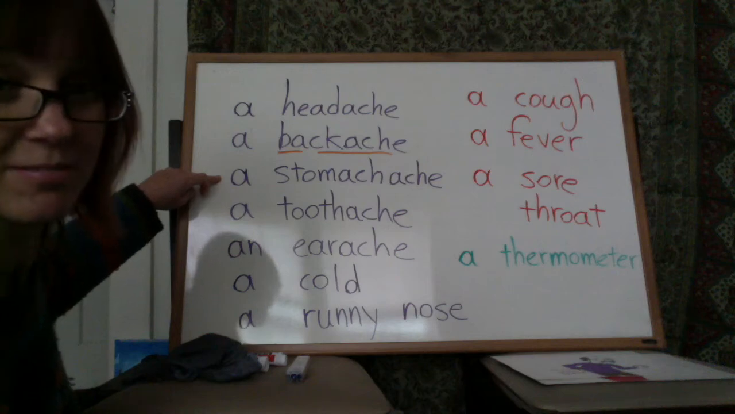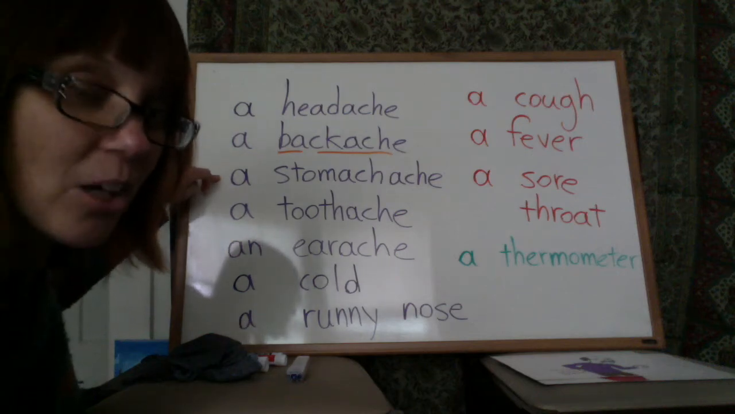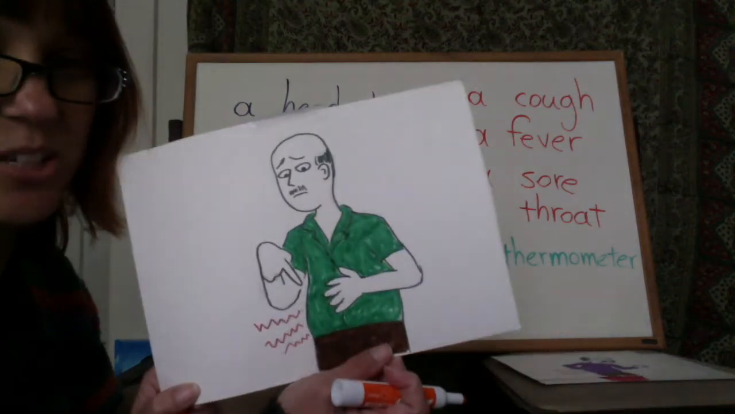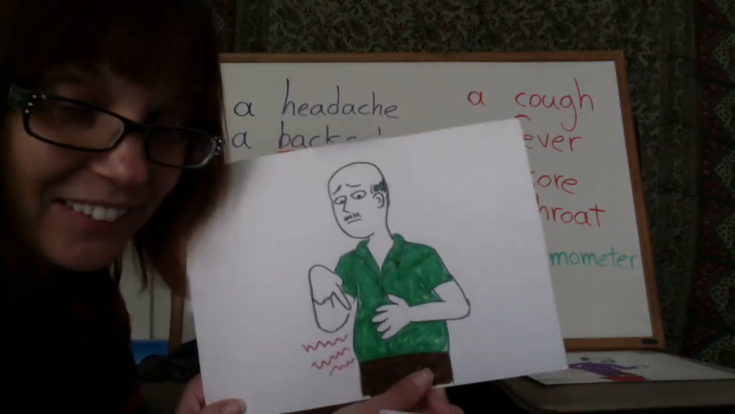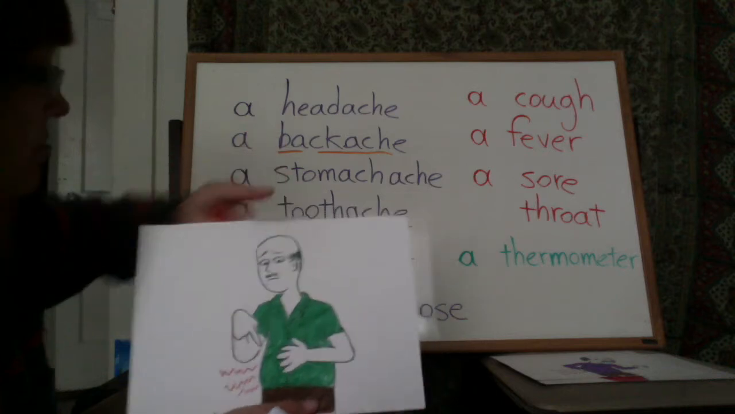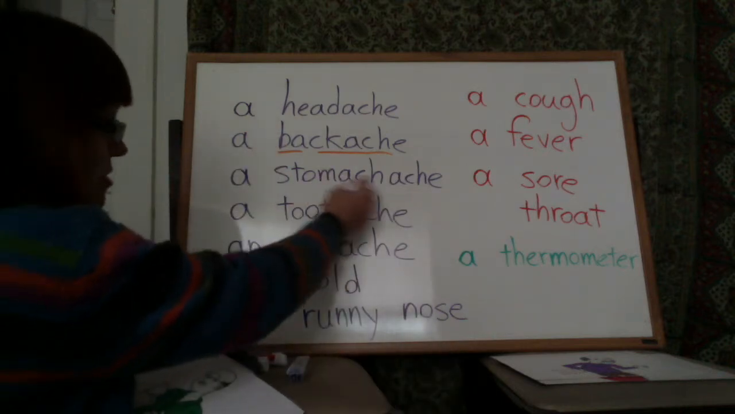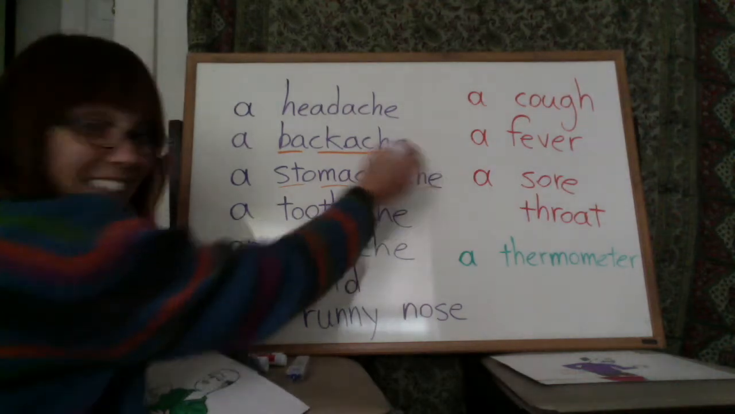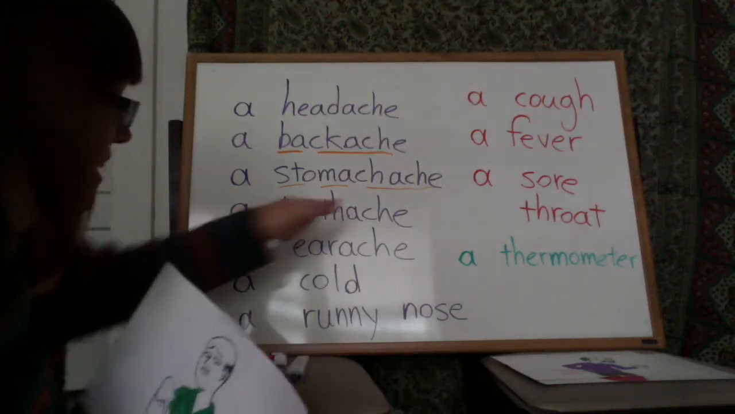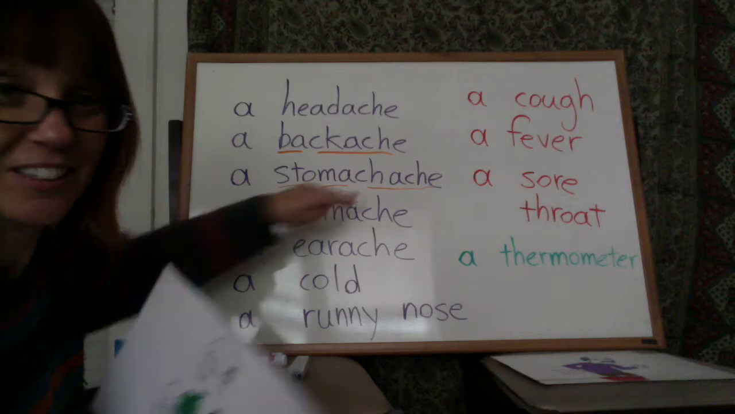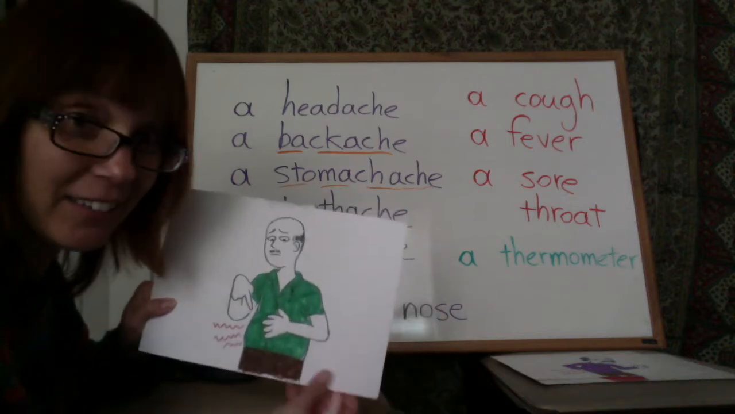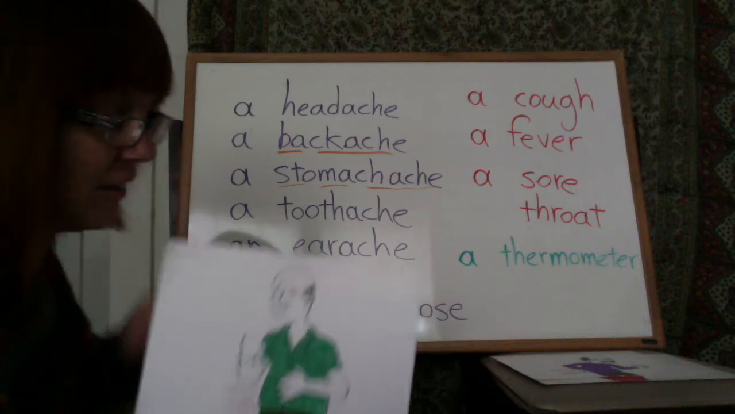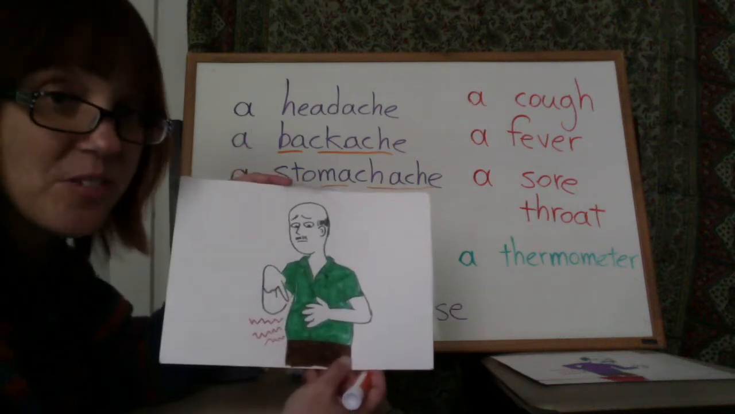What is this? A stomachache. So again, we say this together. This is stomach cake. So this last part sounds like cake. A stomach ache. He has a stomach ache.